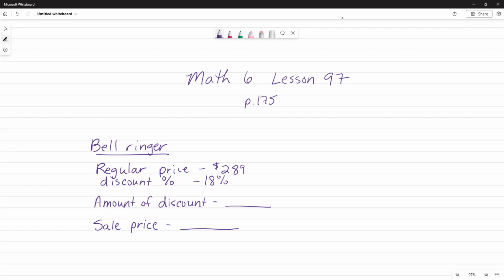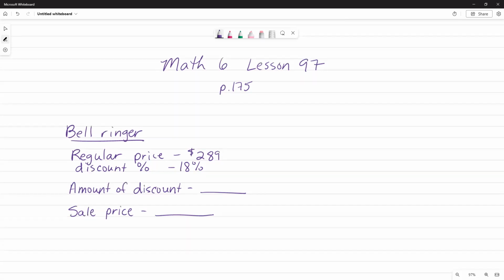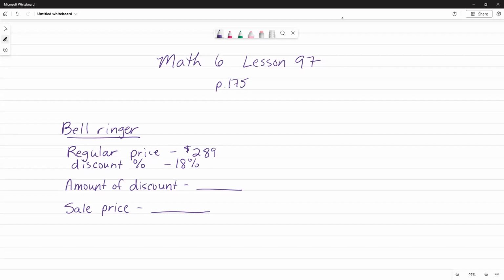First though, we did a bell ringer to get a little bit of practice with calculating discount. This is all review, so you should be able to pause the video and try to calculate the amount of a discount as well as the sale price of an item. Give it a try, then start this back up so you can see the walkthrough of how we solve it.